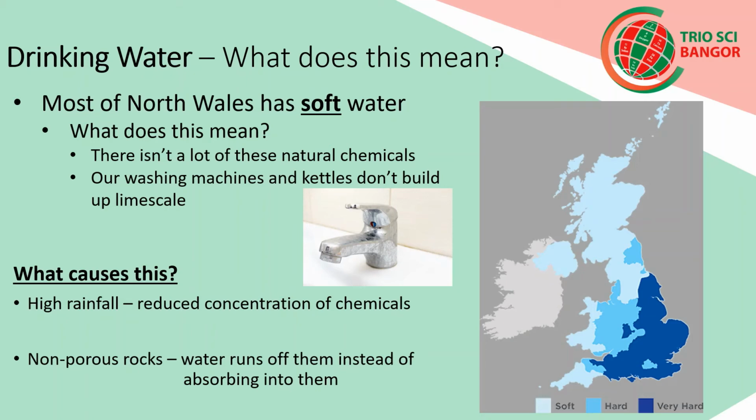Why do we have soft water? Well, there's a couple of significant reasons. Firstly, we get a lot of rain in the area, so the concentration of the chemicals is reduced. Think of it like squash. The squash itself is strong in flavour and in colour, but the more water that gets added, the weaker the flavour and the colour. The rock types in the region also keep our water soft, as they are mostly non-porous.